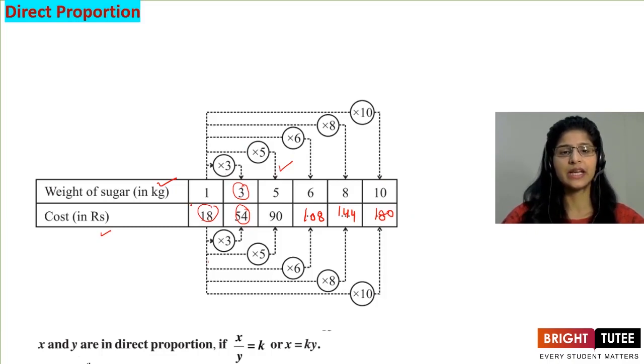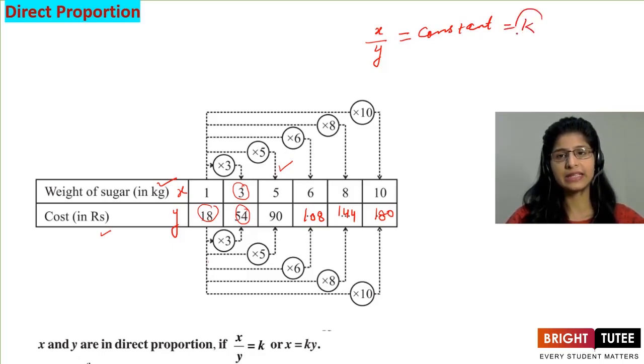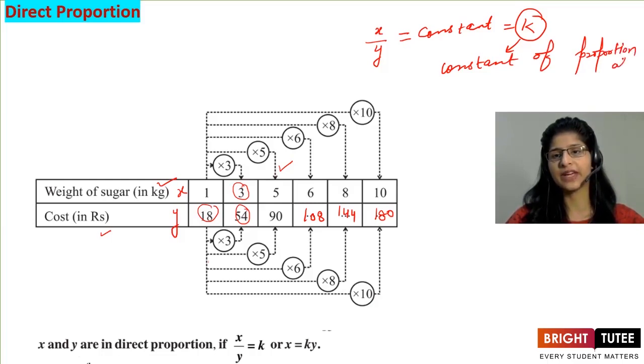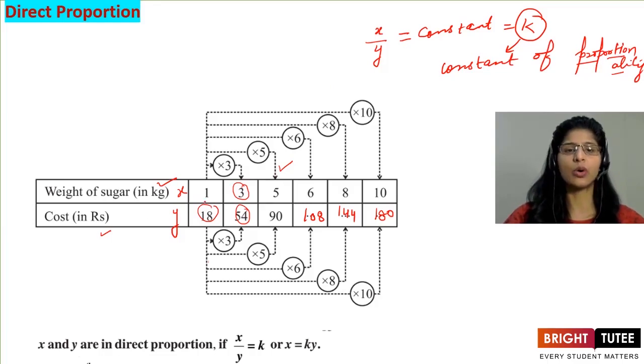That means we see, if we consider weight as x and cost as y, the ratio of x upon y always remains a constant fraction, that is 1 upon 18 here, and we name it as k. This k is known as constant of proportionality. Constant because it is exactly the same, it's a fixed value. And why proportionality are we using? Just to see, all these fractions are equivalent, right?